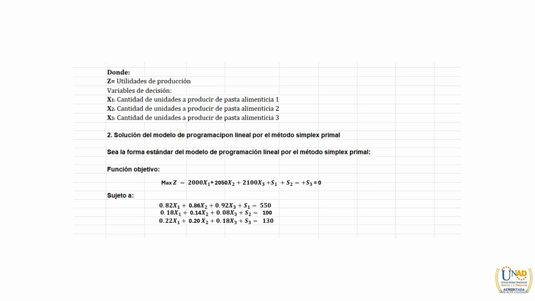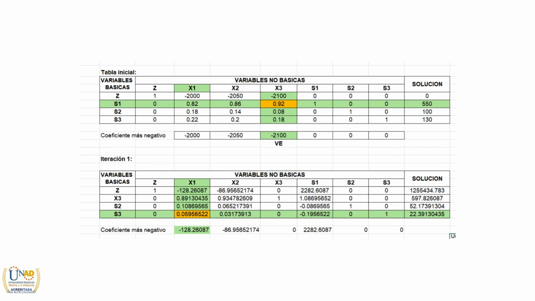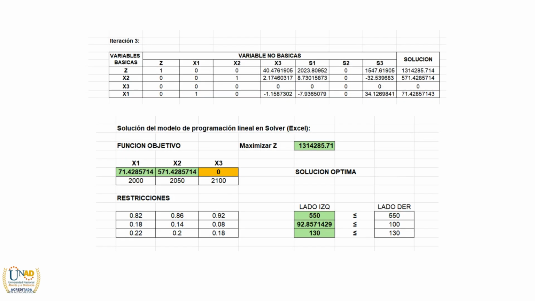Algorithm development. The primal simplex method transforms the model into its canonical form. An initial simplex tableau is constructed where the most critical negative coefficients are identified to select the entering variable, and the leaving variable is determined using the strictly positive minimum ratio criterion. With each iteration, the tableau is updated until optimality is reached, ensuring that all coefficients associated with non-basic variables indicate that the objective function cannot be further increased.